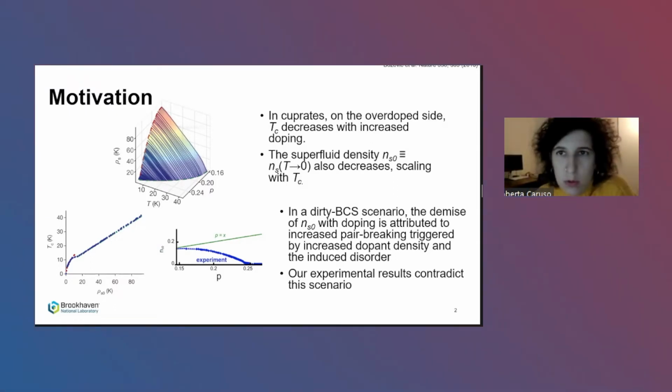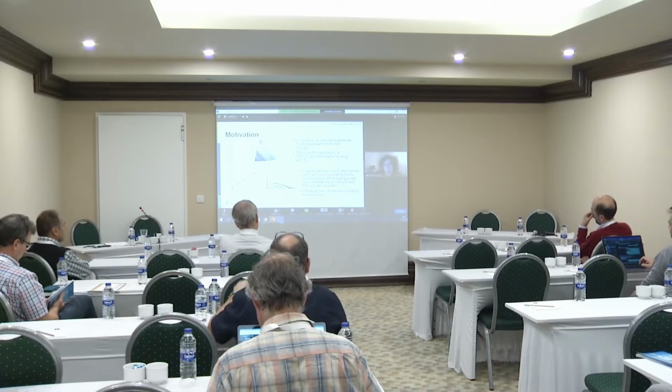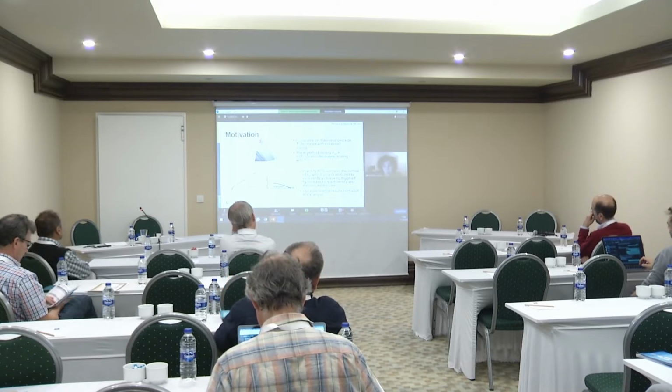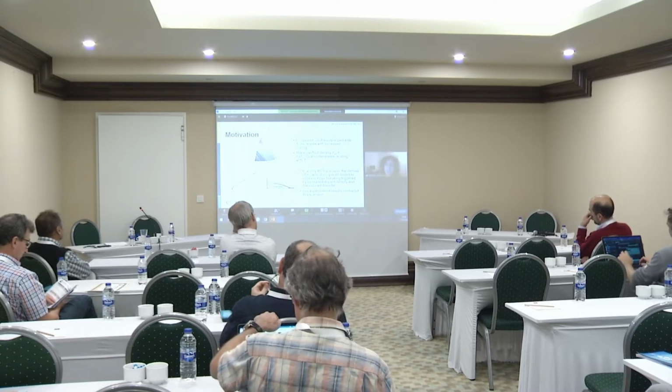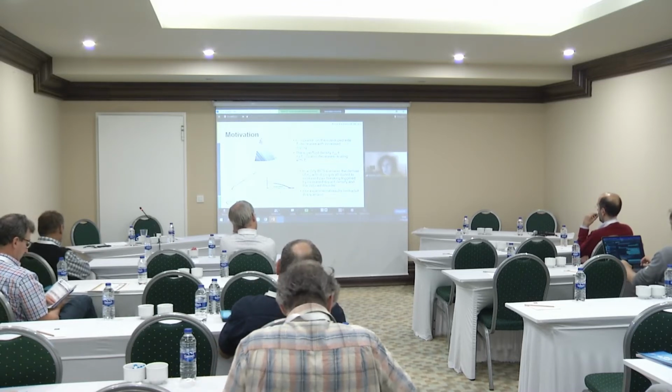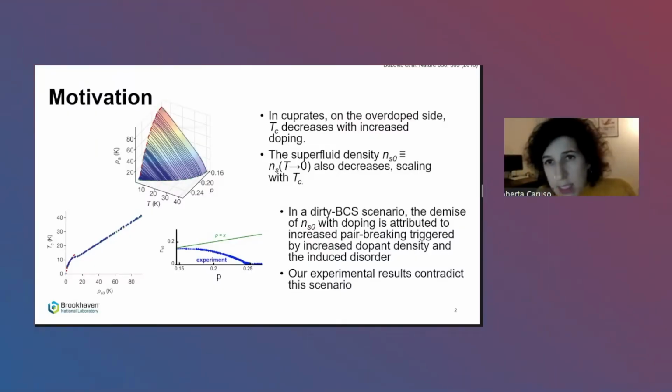First slide, let me give you an overview of the motivation of this work. The scope of this experiment is the study of the overdoped regime of LSCO, and in particular, we want to focus on the role of disorder in the superconducting transition. On the overdoped side, the critical temperature decreases with increased doping, and surprisingly, this also happens to the superfluid density, which also scales with the critical temperature.